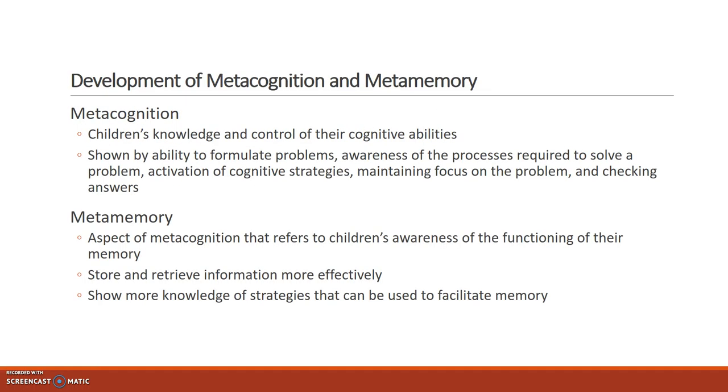All right, and lastly, one of the things that develops in this stage is metacognition and metamemory. Metacognition is the idea that we're aware of our cognitive abilities and that we're able to control them. So we're aware that we have problem-solving skills and we're able to use them. We're able to formulate problems. We're aware of the process of how we solve a problem. We're able then to activate those processes, and then we're able to actually focus on the problem and check the answer.